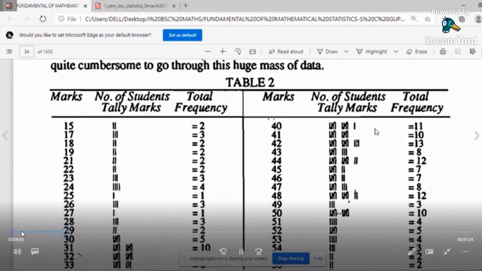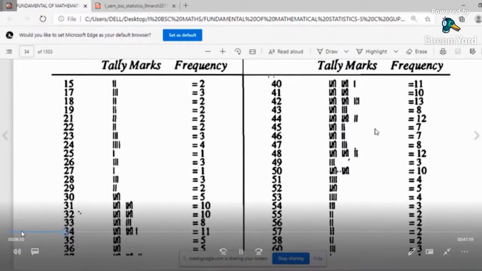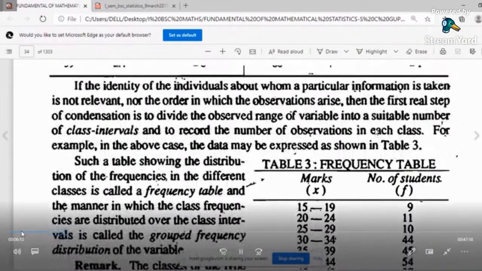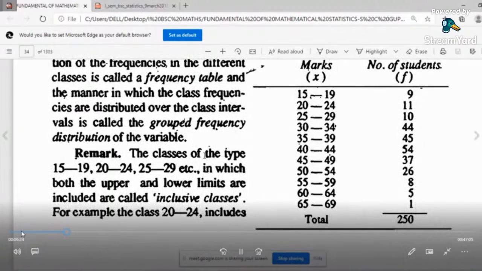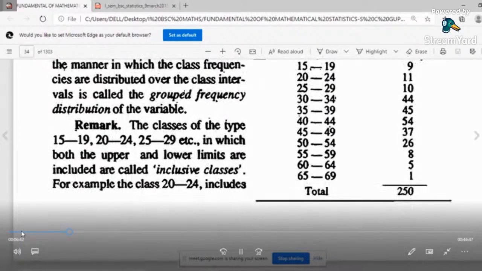So this is the table of frequency representation. Again, we can summarize it as a class frequency representation. From 15 to 19, you have 15, 17, 18, 19: 2 plus 3 plus 2 plus 2, only 9 observations. So again we get some more summarization. This is the class frequency representation of the data. The same data is represented in 2 ways. The table 1 data is represented as a class frequency table, that is table 3.